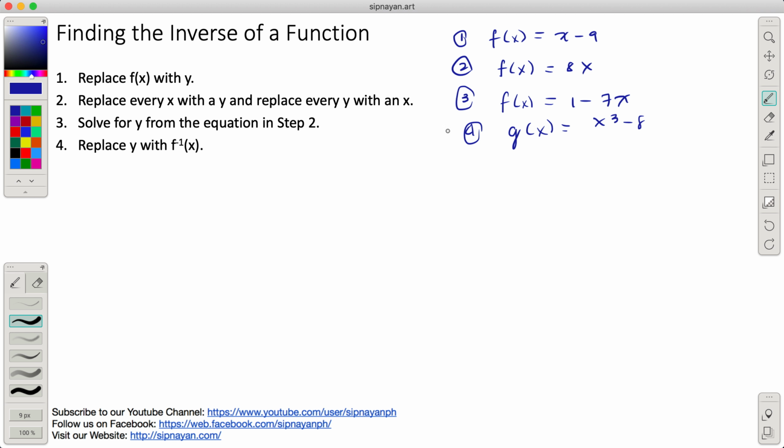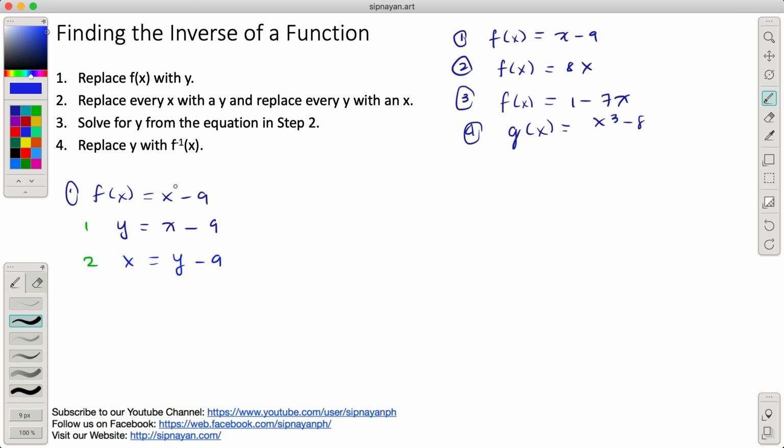Susubukan natin itong number 1. f of x equals x minus 9. So, anong step 1? Replace f of x with y. So, magiging y equals x minus 9 pa rin. This is step 1. Step 2, replace every x with a y and replace every y with an x. So, papalitan natin yung y ng x, tapos yung x, papalitan natin ng y.